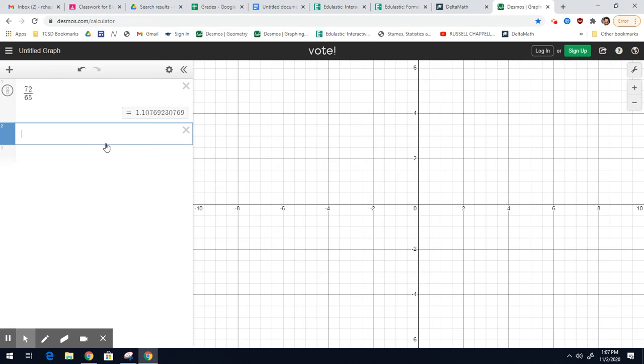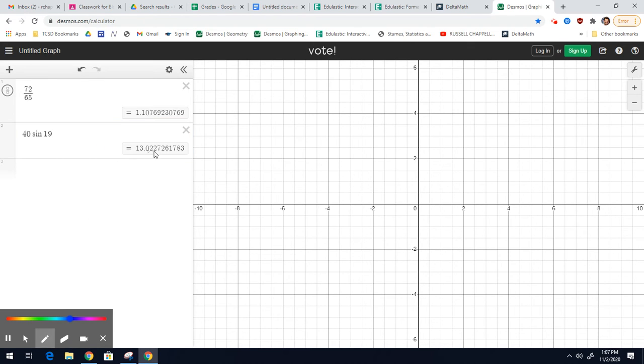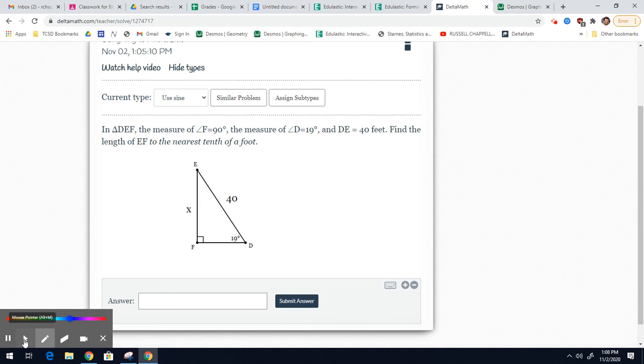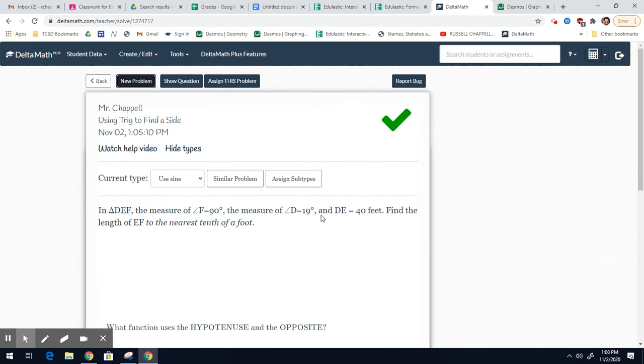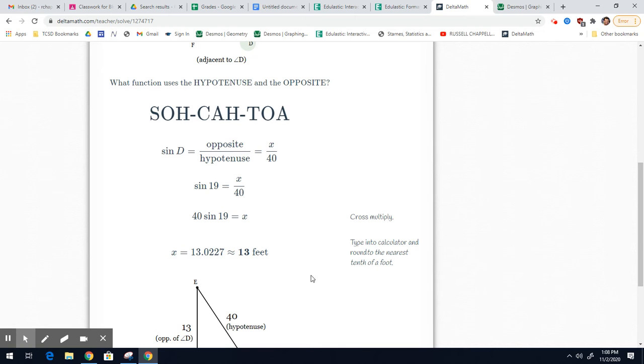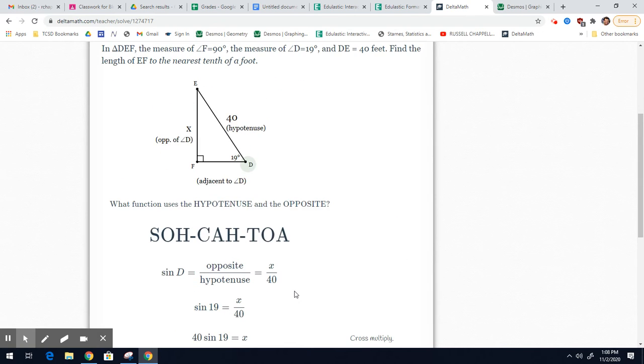Good. And now over here, I think it was 40. I'm just typing in sin of 19. And that's all you have to do. And this came out to be 13.02. The 2 leaves the 0 the same, so this is 13.0. That's the nearest tenth. So I'll come back to Delta Math. 13.0. Submit. Oh, yeah. There we go.